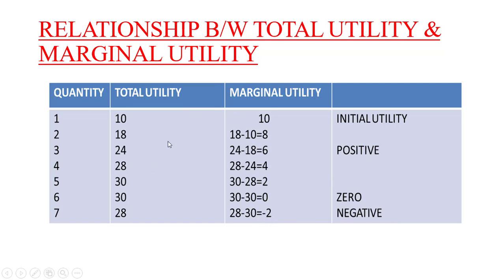So the most important thing which you have to learn from this table is the relationship between the total utility and the marginal utility. Now, in the initial first utility, whenever you are consuming the first item, the marginal utility and the total utility are the same. That's why we call it initial utility. And when the total utility is increasing, then the marginal utility will diminish, it will decrease, but it will be on the positive side because the total utility is increasing.